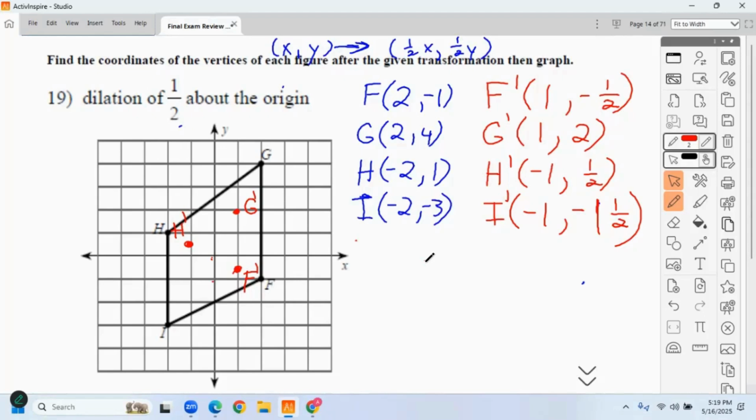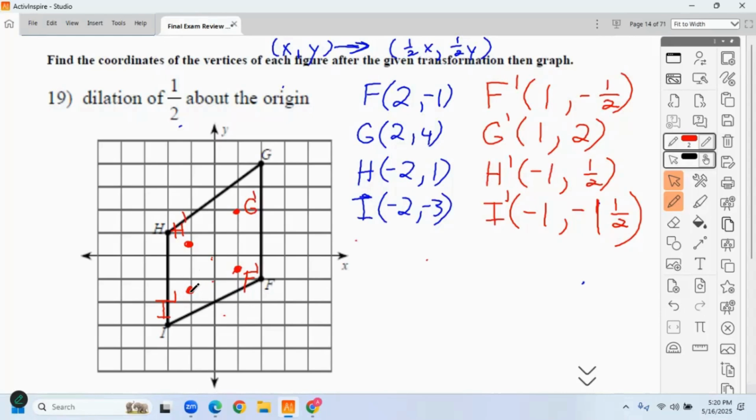Let's keep our eyes on that. We're going to go to the left 1, and then we're going to go down 1.5. So let's make sure we got that right. We're at our origin, go over this way, and then go 1. Okay, go right here. So that's going to be our I prime.